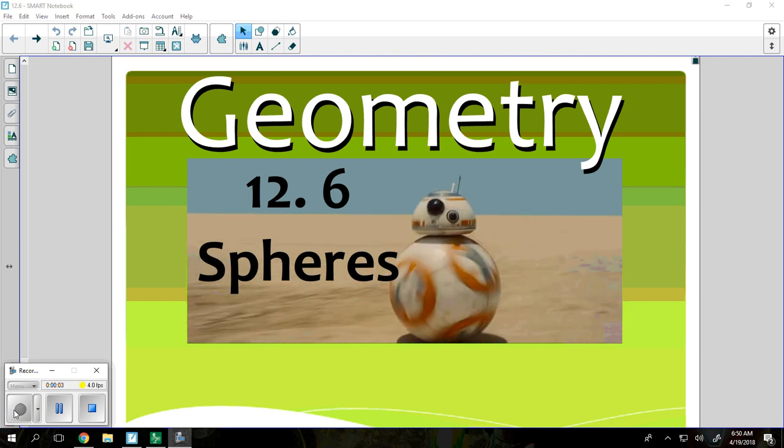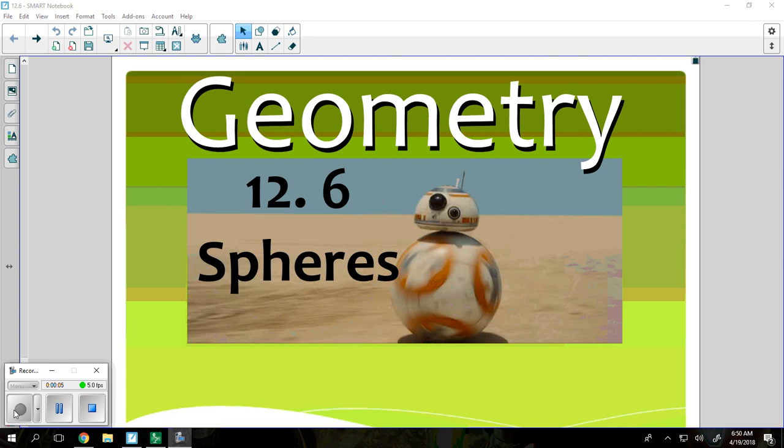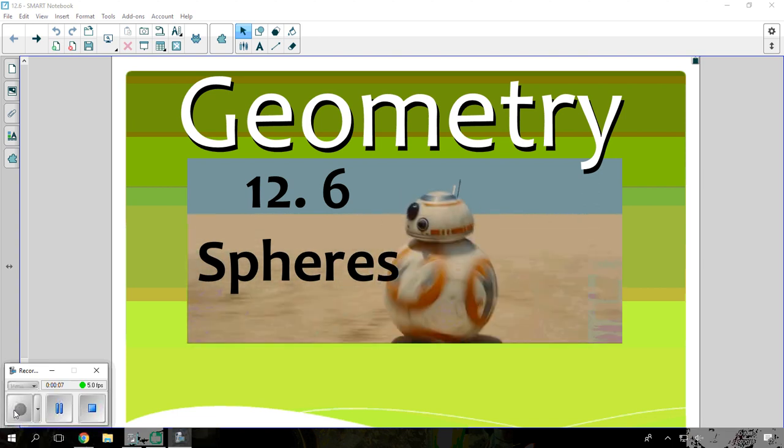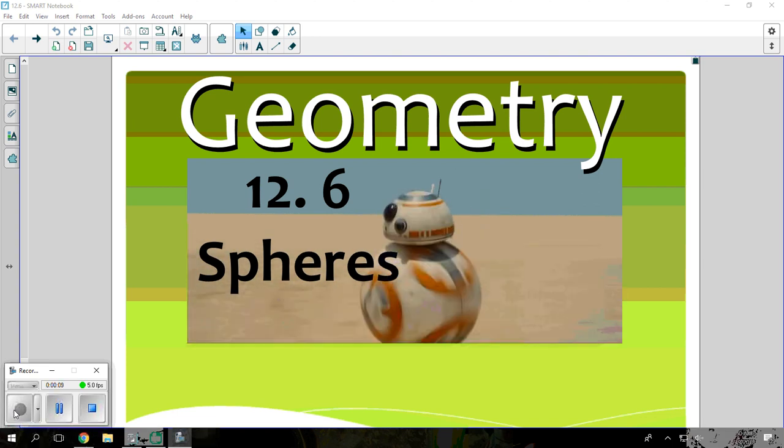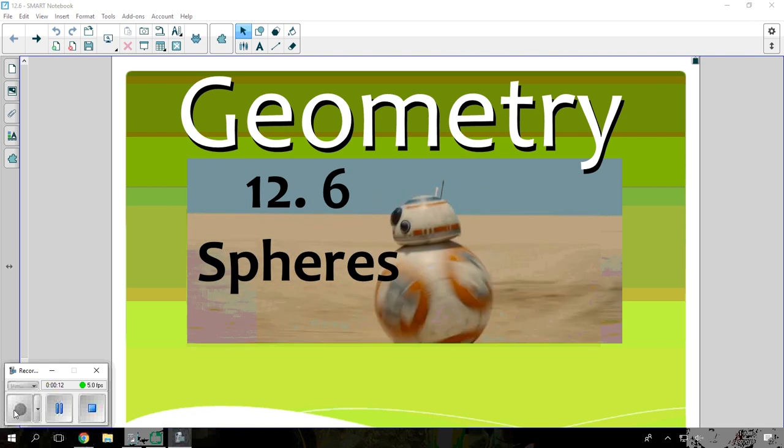All right, last section in chapter 12 that we're going to cover is on spheres. And within this section, we're going to look at both the surface area and the volume of spheres and hemispheres.